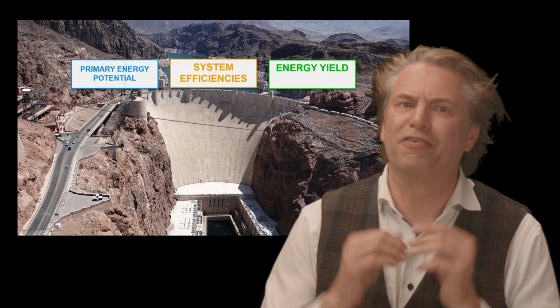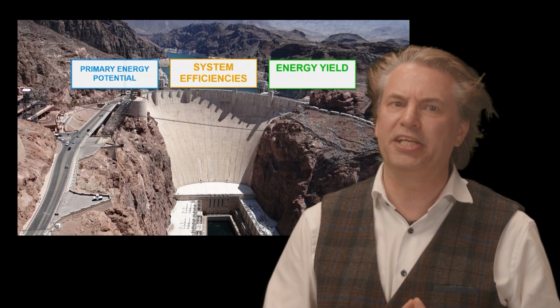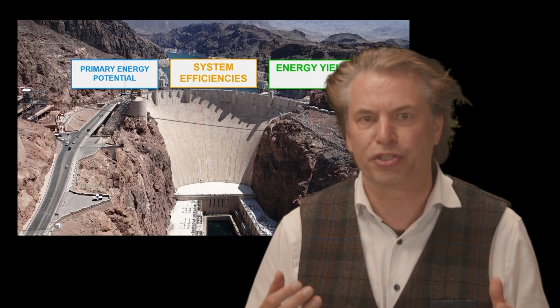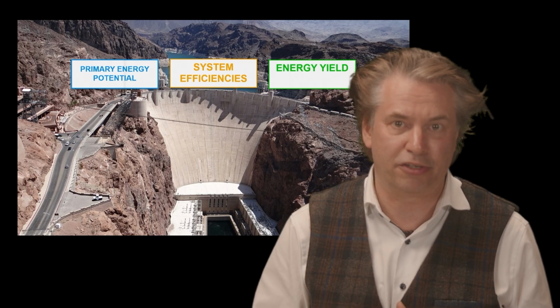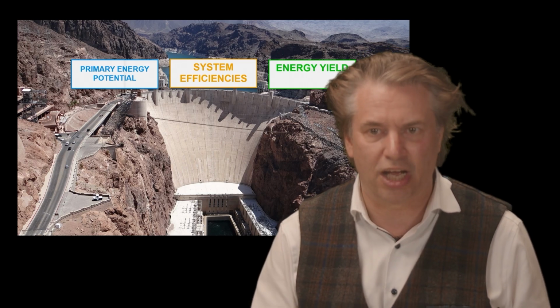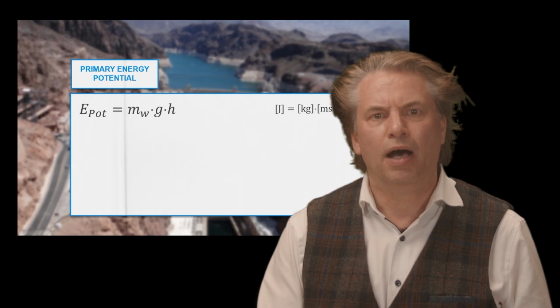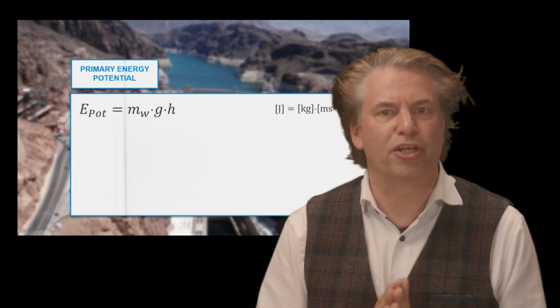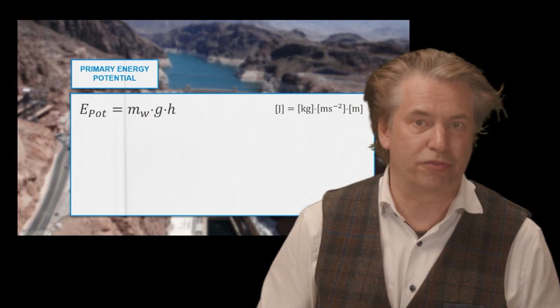Let's take a look at the factors that determine the primary energy potential, conversion efficiency of the hydroelectricity generator system, the energy yield, and the capacity factor of such a dam. Hydropower uses the potential energy of the water stored in the reservoir.